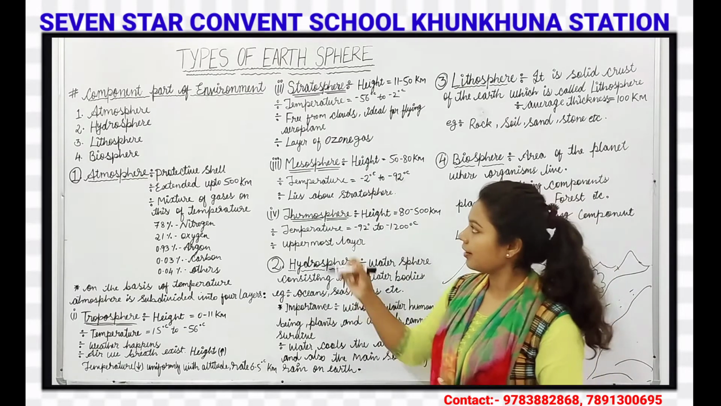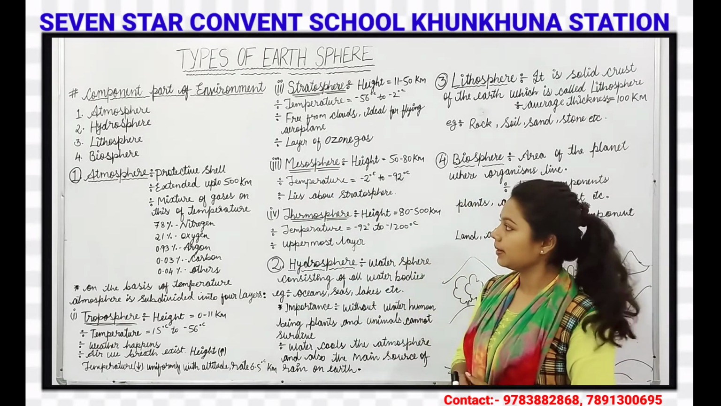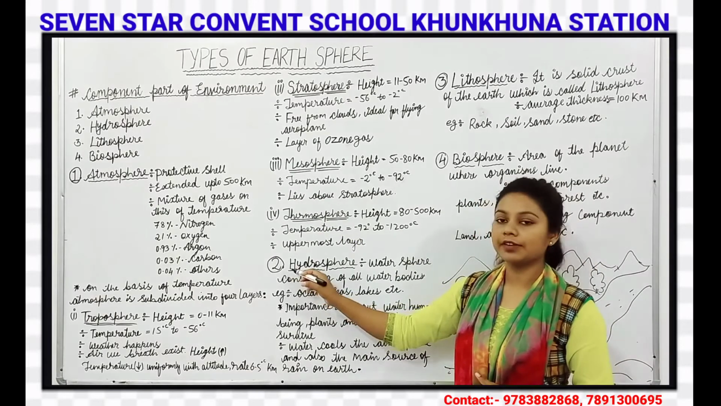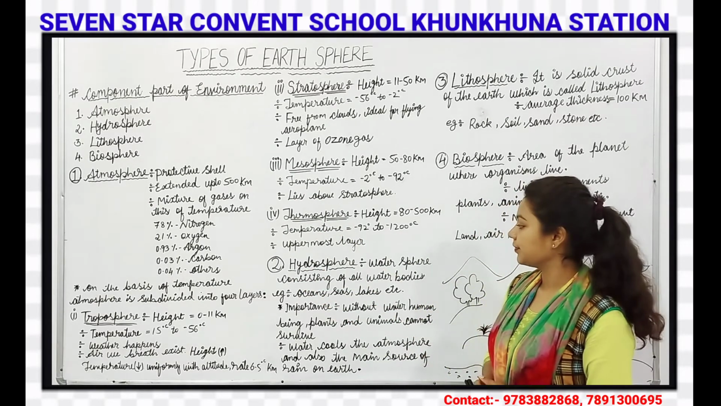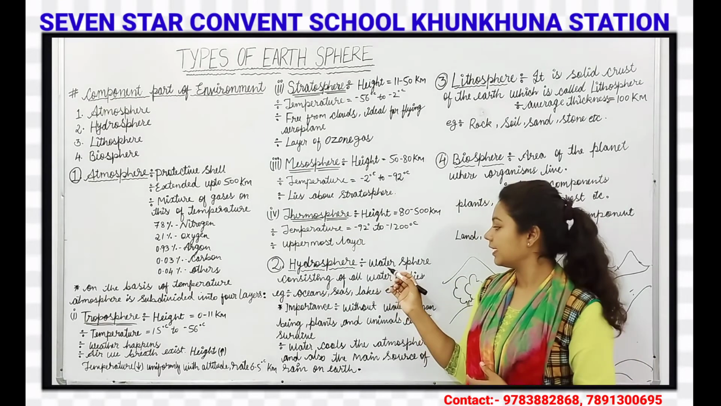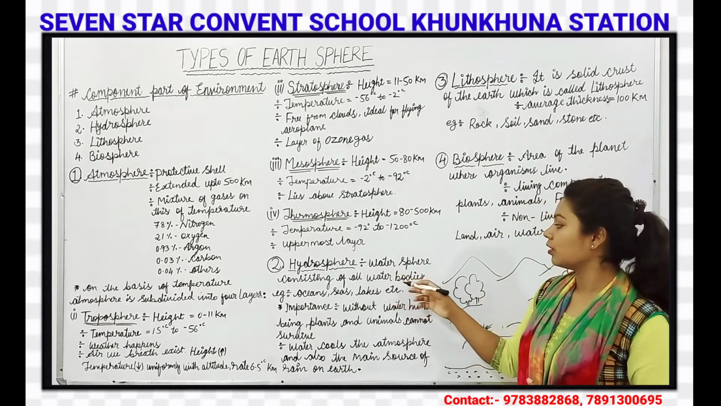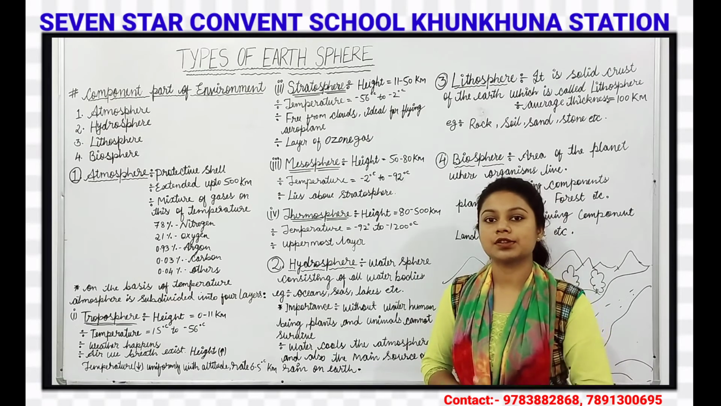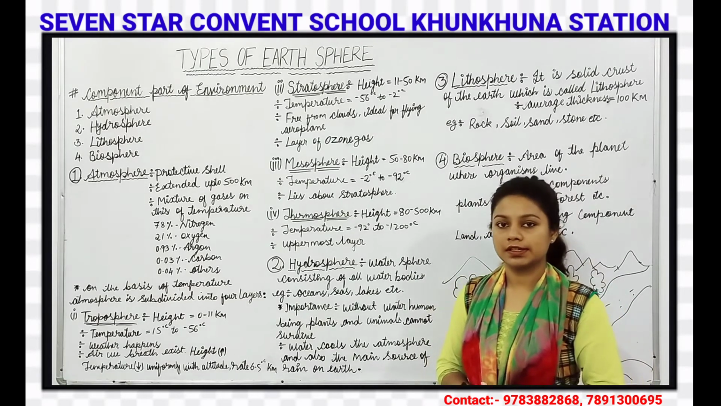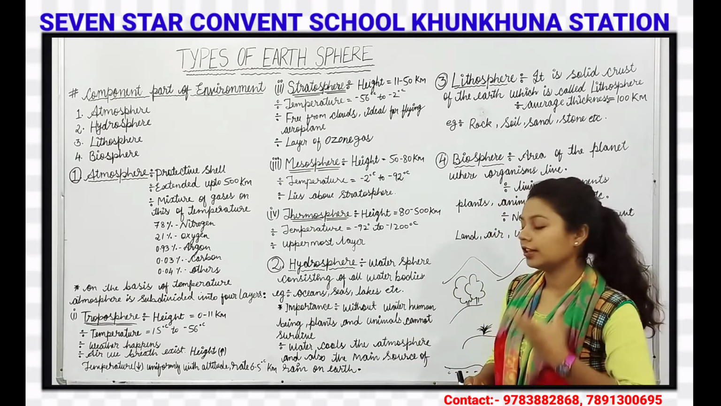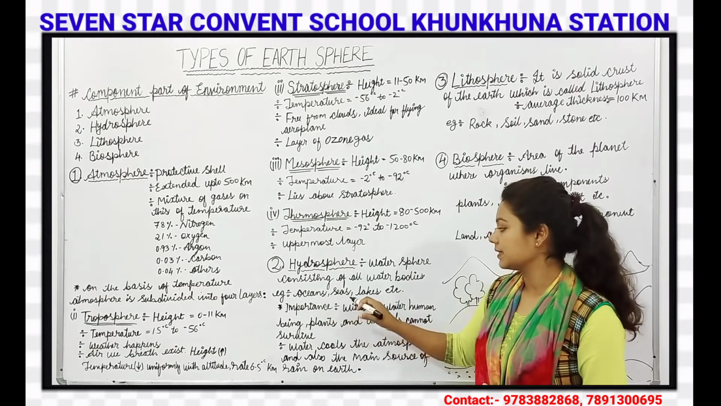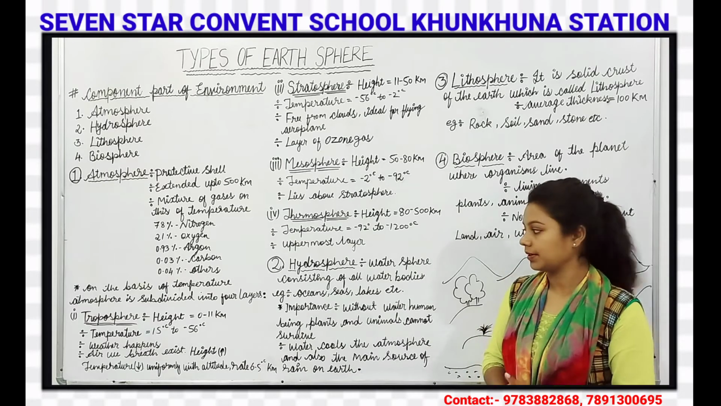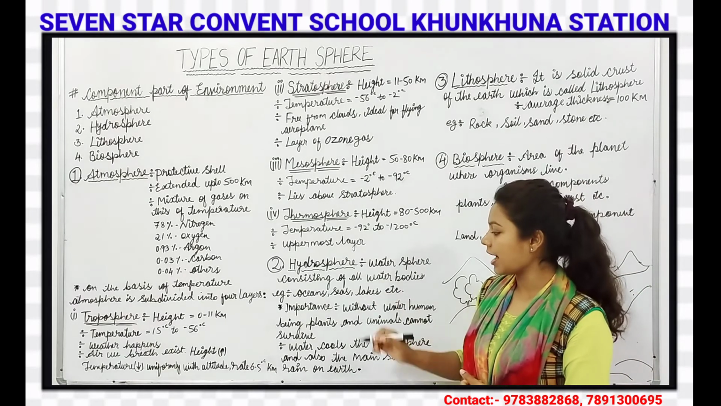Next we have the components of the environment. The second part is the hydrosphere. This hydrosphere is the water sphere consisting of all water bodies. It consists of water bodies on the earth in the form of oceans, seas, lakes, etc.